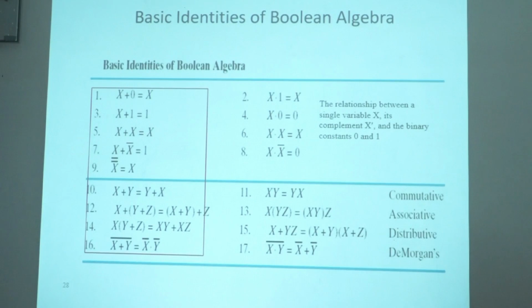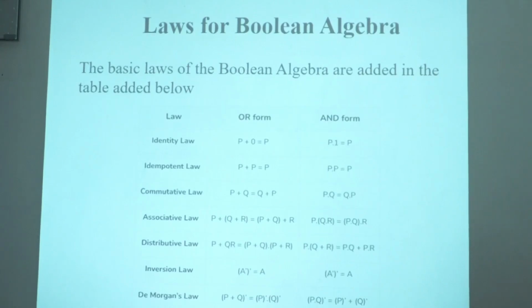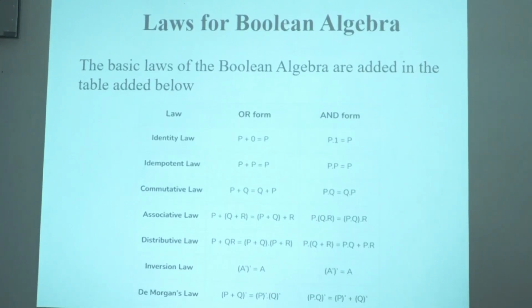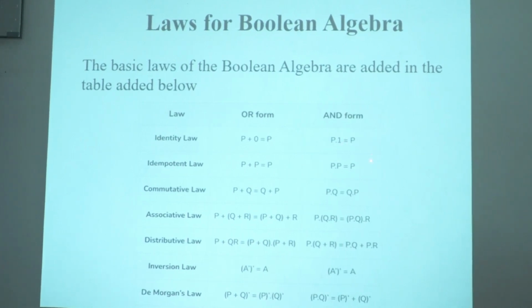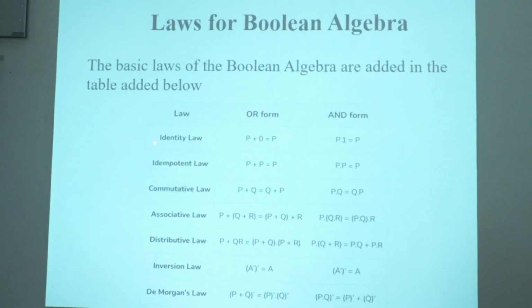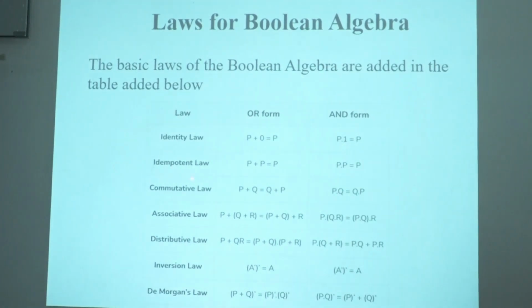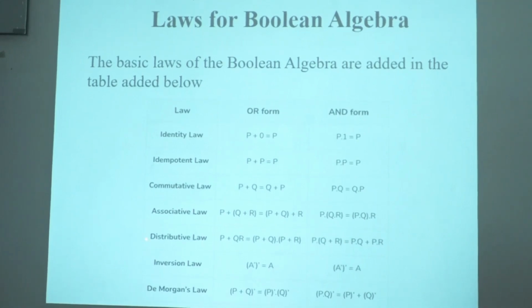So the same thing I am going to discuss with respect to the law name. First we have the identity law, which says p plus 0 is equal to p, and p into 1 is equal to p. Next we have the idempotent law, p plus p is equal to p, and p into p is equal to p. We have the commutative law, associative law, distributive law, inversion law and De Morgan's law.